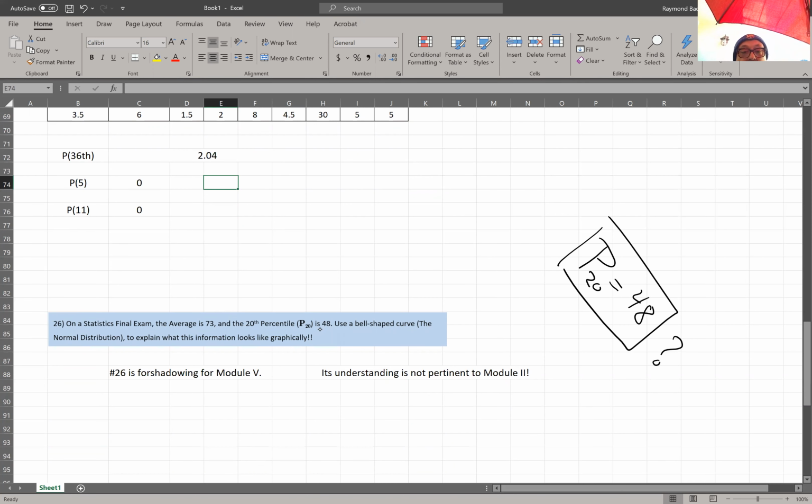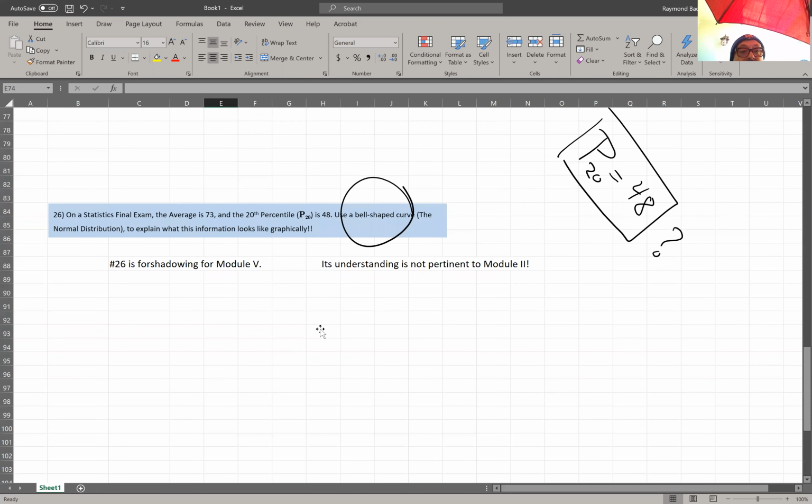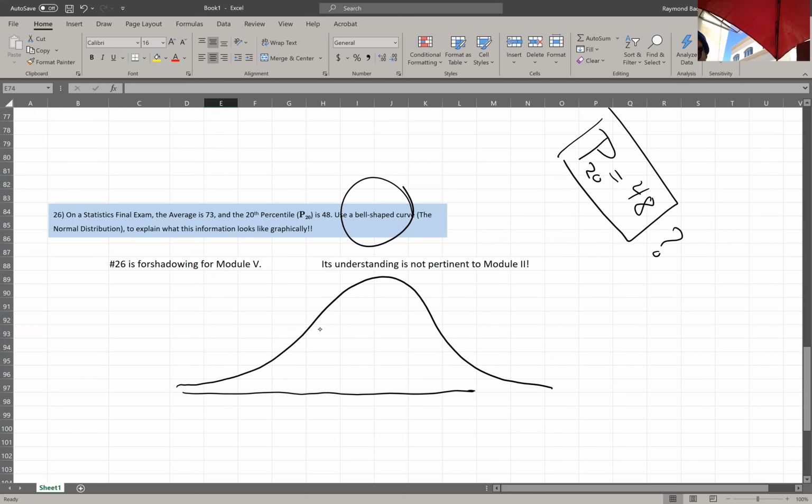Now remember, all of this assumes a bell-shaped curve. So the question for number 26 is for my students to actually pictorially understand what it means for the 20th percentile of a data set to be 48, given that the average is 73, assuming these are final exam scores. The best way to see it is by looking at a drawing of the normal distribution, so let me draw it. The average is 73, so the average is always in the middle of a normal distribution.